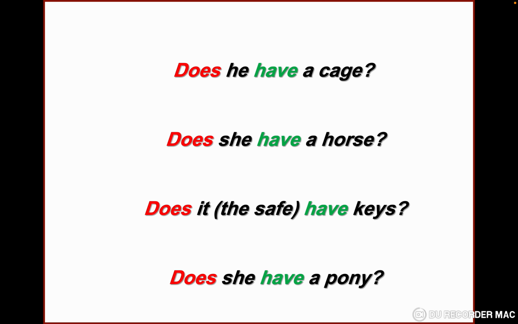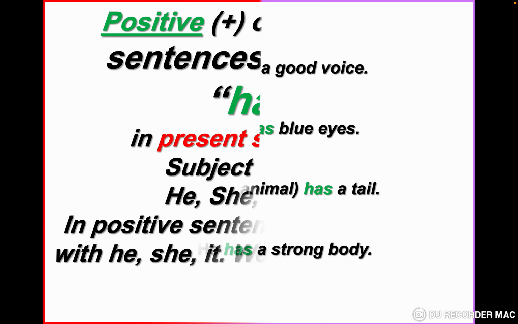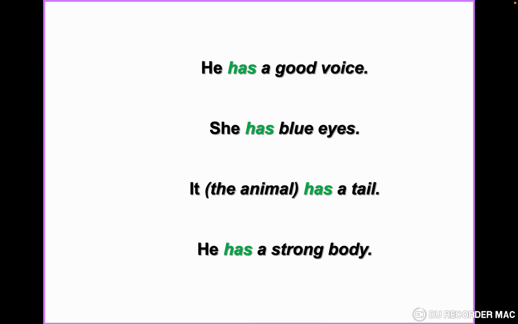Let's see more examples. Positive. He has a good voice. So he is a singer and he has a good voice. She has blue eyes. It, the animal, has a tail. So the animal has a tail. He has a strong body. Let's continue. Negative form.